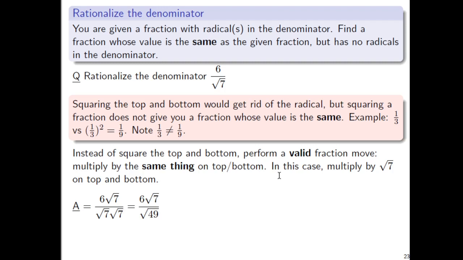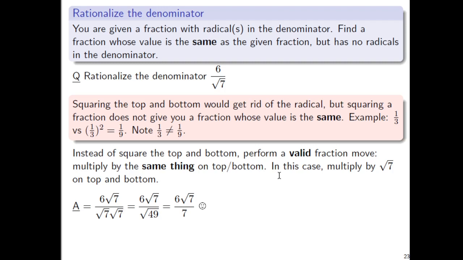And in the denominator, root 7 times root 7, using that same formula we've been practicing most of these slides, you get root 7 times 7. In other words, root 49. And that root 49 will simplify to just a plain old 7. So you end up with 6 root 7 all over 7.